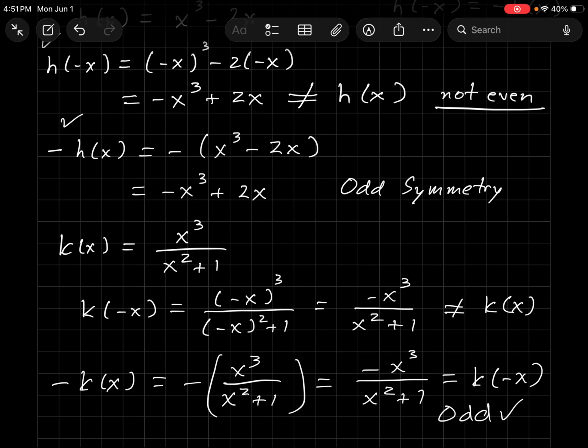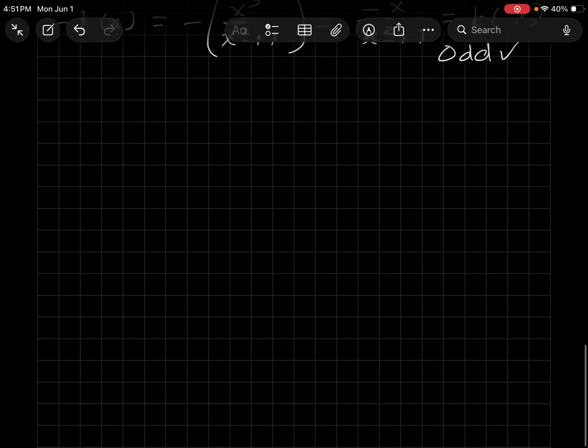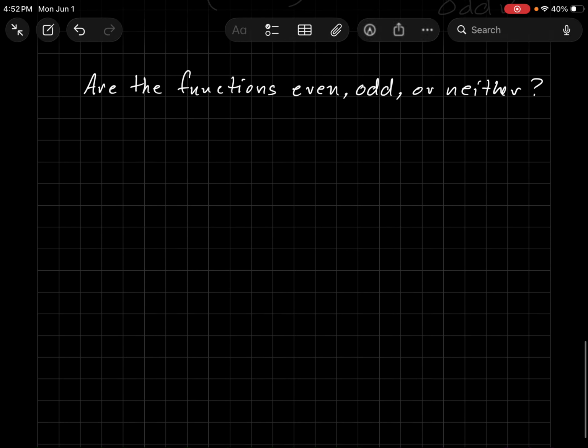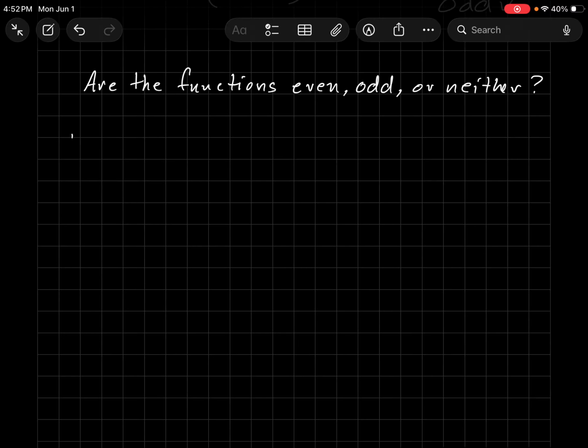Now, is there a quick way to find even, odd, or neither symmetry? Well, it depends. Let's do some examples. Are the functions even, odd, or neither? And all the functions I'm going to use here will be polynomials. So is there a shortcut for polynomials? And the answer is absolutely yes.